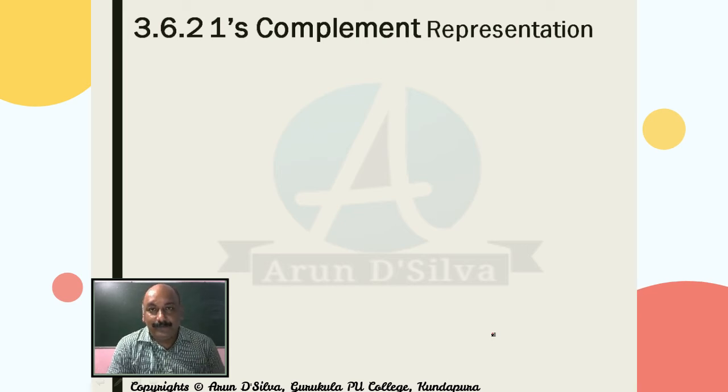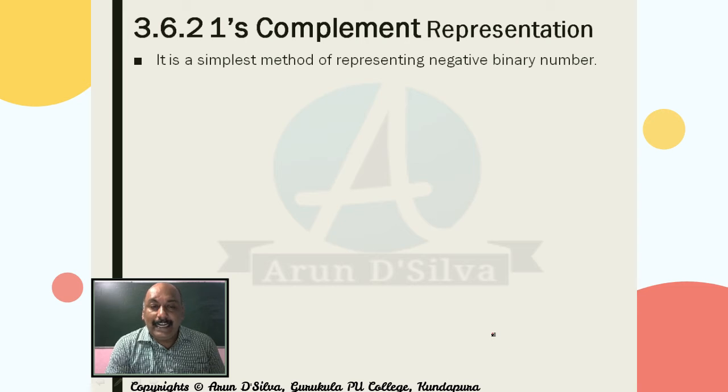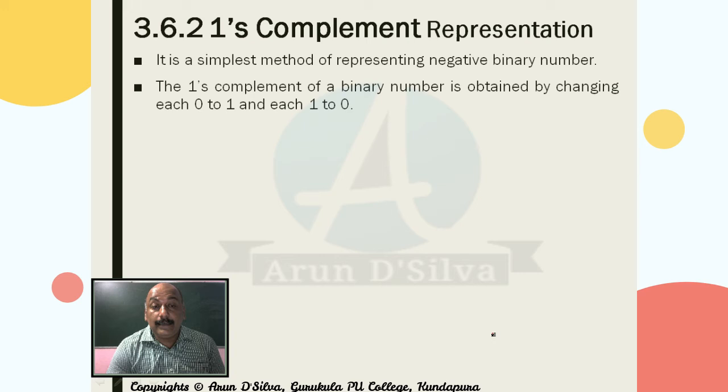Complement. Yeah, so need to see how it is there. Yeah, I'll keep it in front of you. It is the simplest method of representing a negative binary number. Okay, and what it does here, the given binary number, we have to convert into the ones complement means what we have to do. We are just changing 0 to 1 and 1 to 0.